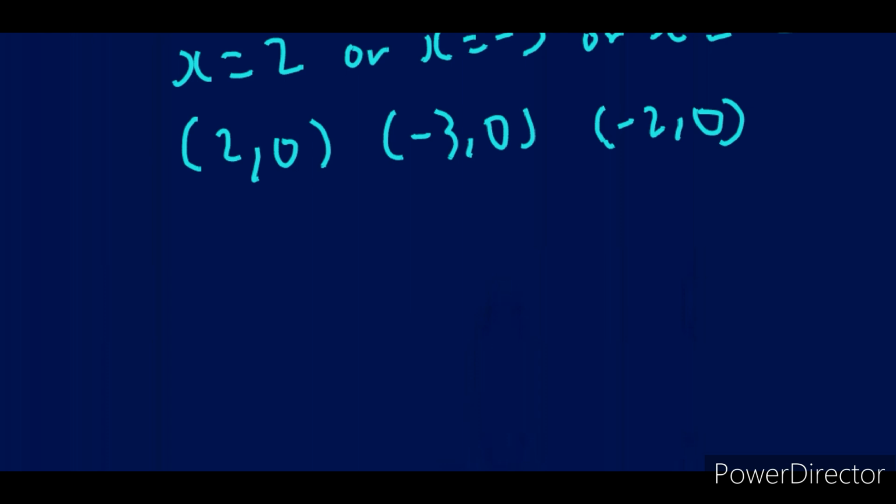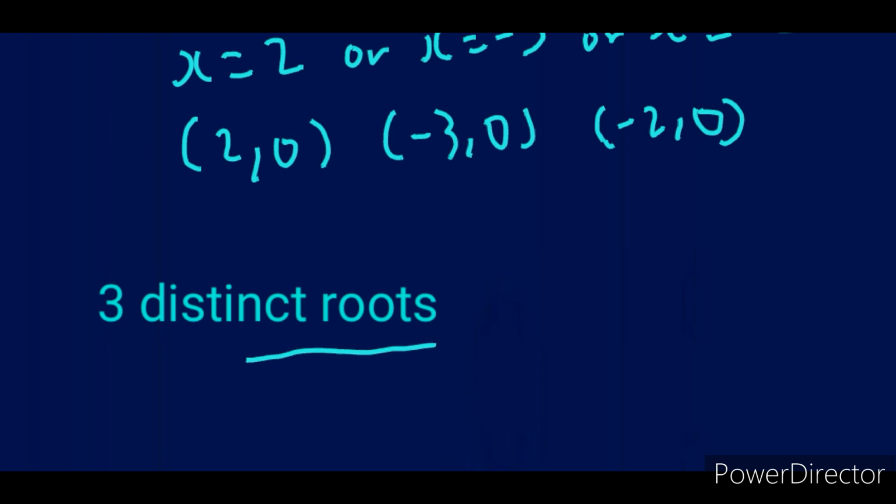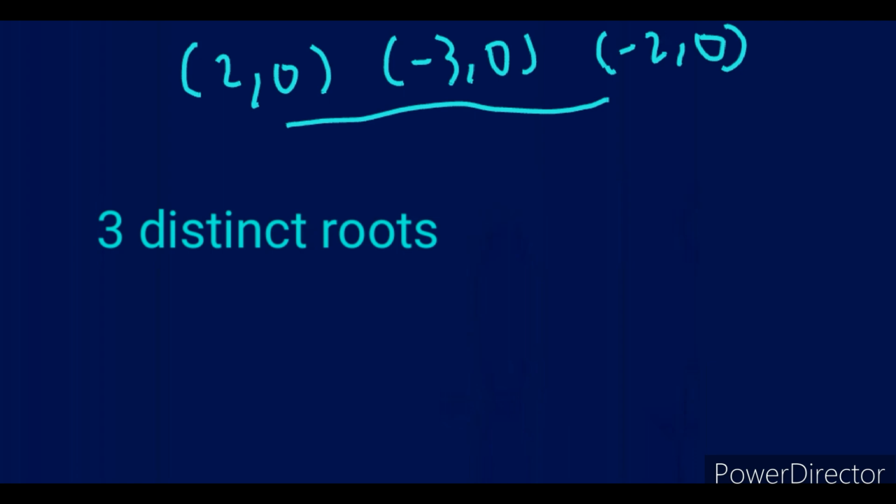So this cubic graph has 3 x-intercepts. This cubic graph has 3 distinct roots. So it's important to understand that. Roots are just your x-intercepts. So if it has got 3 x-intercepts, it has 3 distinct roots. Distinct meaning that they're different. So it has got 3 different x-intercepts. It is also important to know how the graph looks.